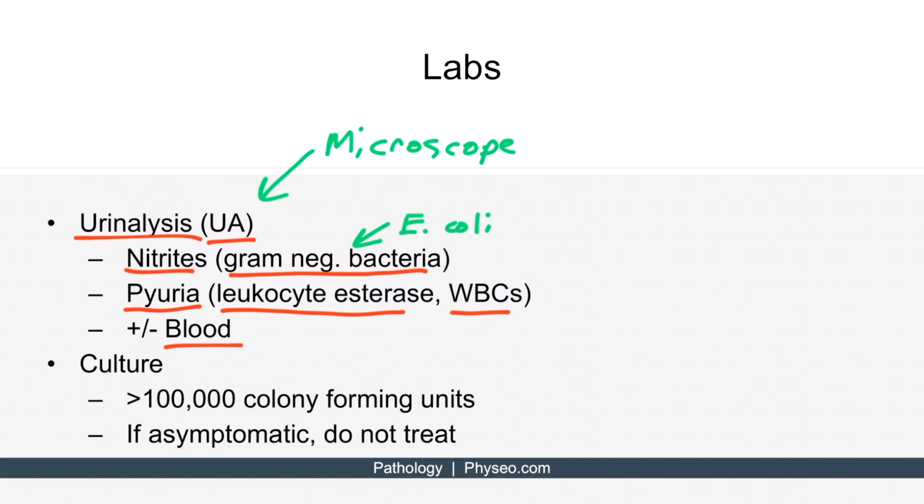To figure out which specific bacteria is growing, you also need to order a urine culture. A culture is positive when it has more than 100,000 colony-forming units, which you'll see as CFU. And these colony-forming units that we're referring to are bacteria. And if you happen to get a positive culture on a patient who is not symptomatic for a UTI, this is called asymptomatic bacteriuria, and you do not treat these patients. They don't have symptoms, and that makes sense. Don't treat the lab finding, treat the patient. Again, asymptomatic bacteriuria, do not treat.